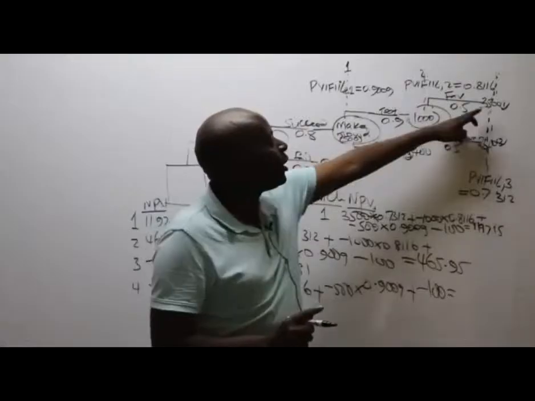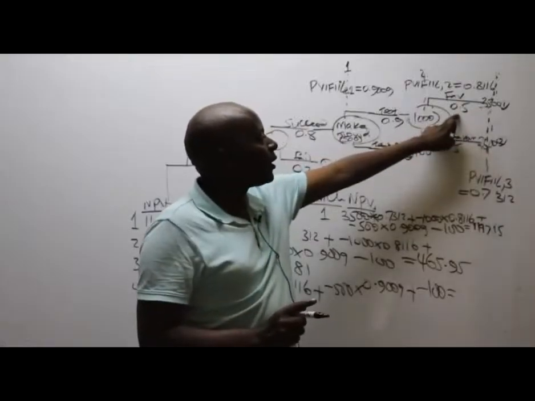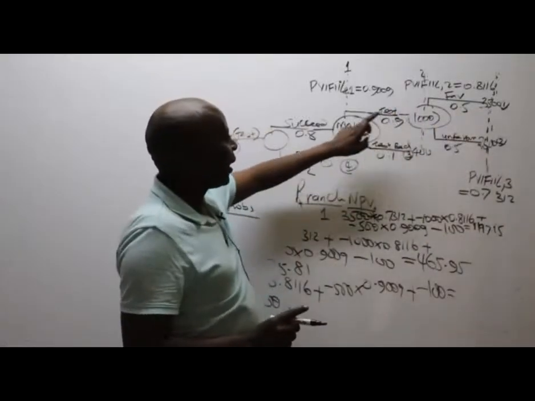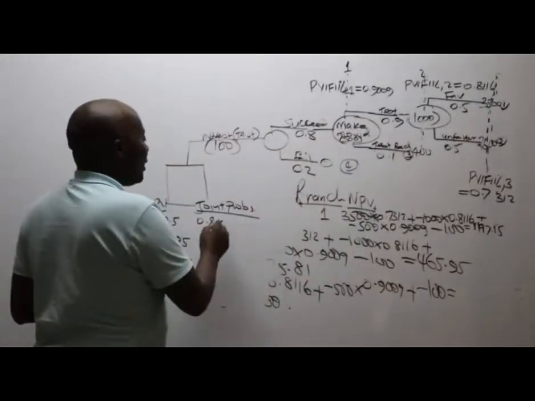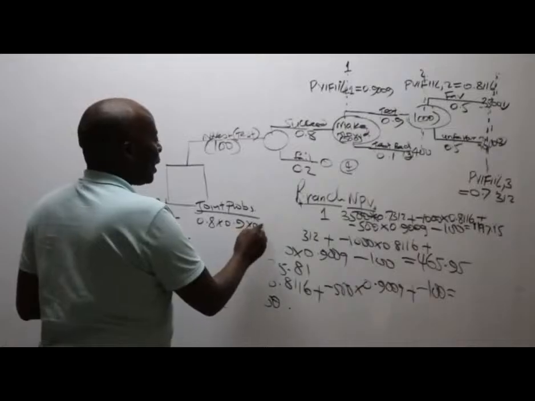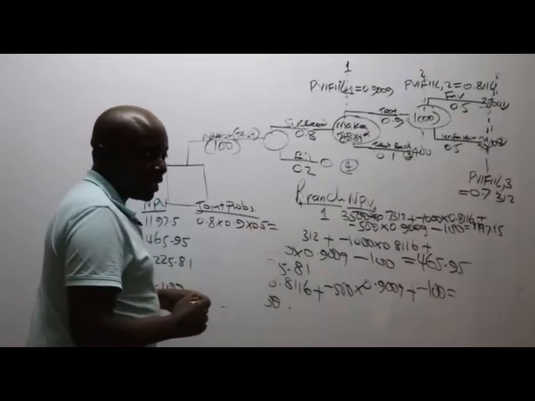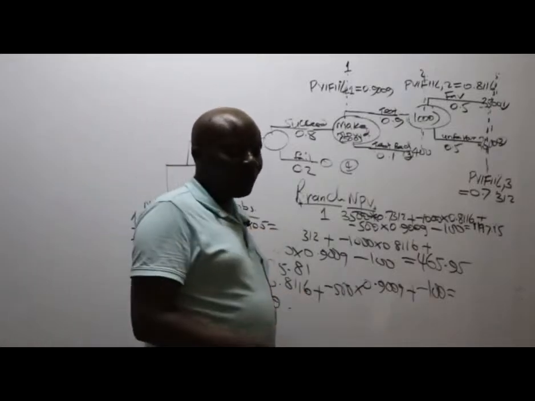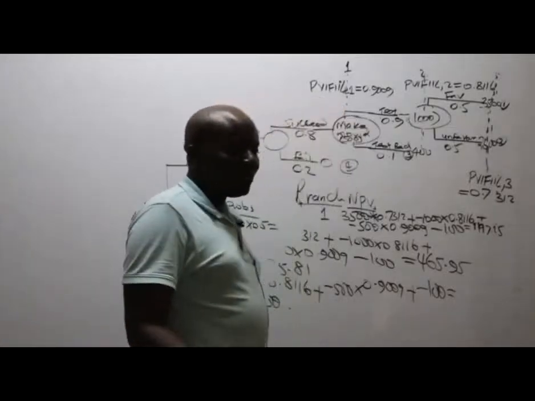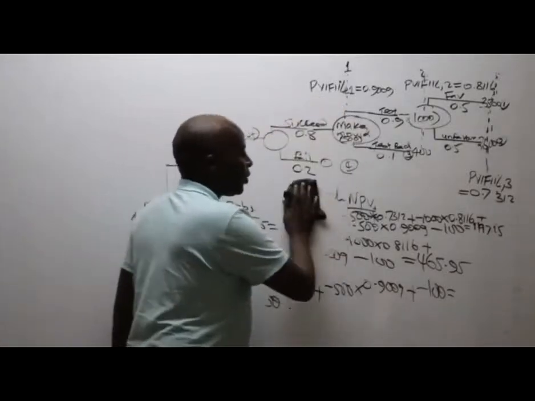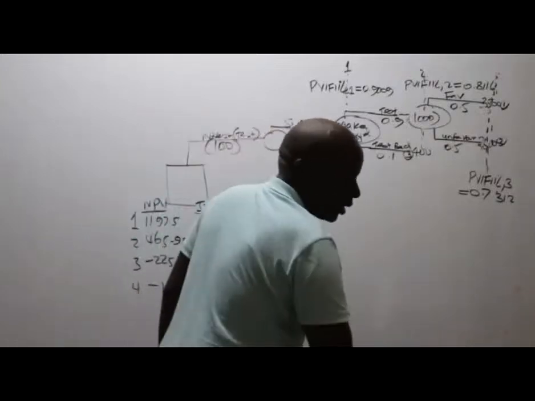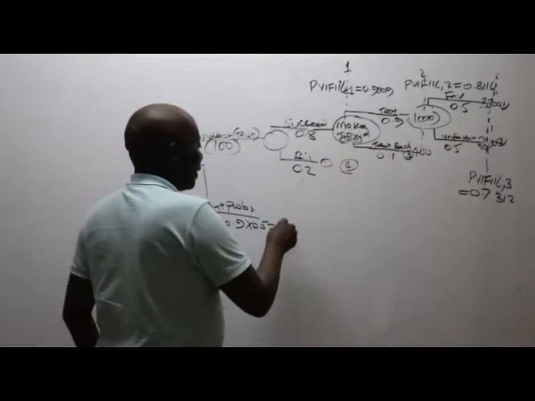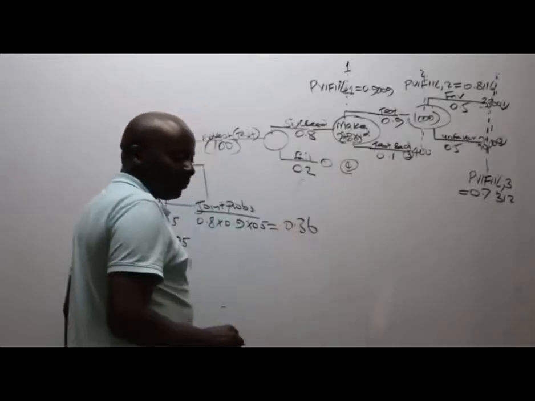So for road number 1, I can see 0.5, I can see 0.9, I can see 0.8. So the probabilities here will be 0.8 times 0.9 times 0.5. Is there somebody who can give me the answer for joint probability for the first road? Liz tells me this is 0.36. Is that true? Thank you very much.